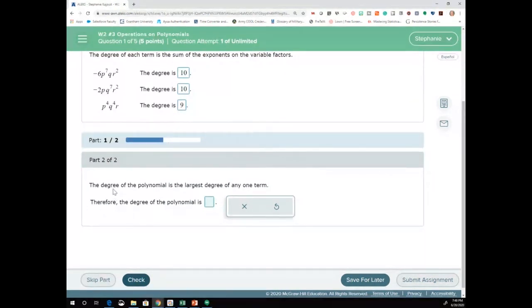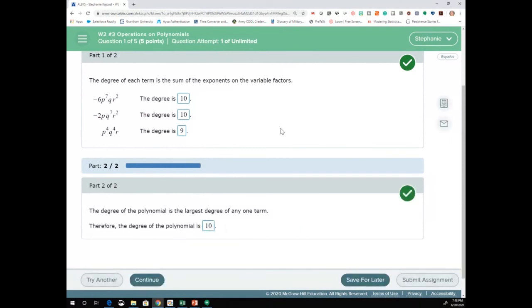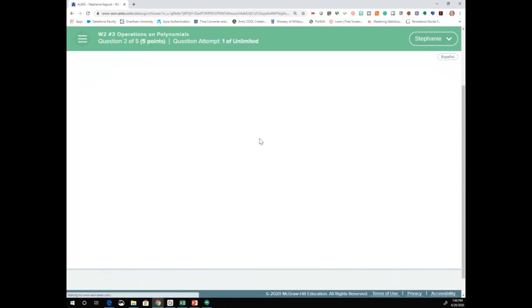Okay. So you can see the homework is walking you through what I just did here, or what I was teaching. The degree of the polynomial is the largest degree. So we've got 2 terms that are degree 10, so our whole polynomial is degree 10. That's the highest number there. Okay, so got that part 2 right.